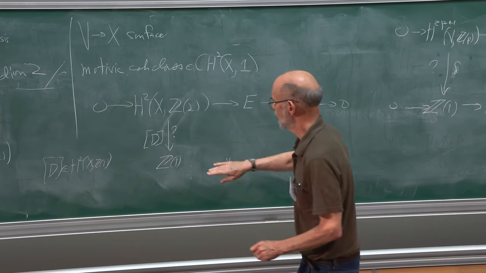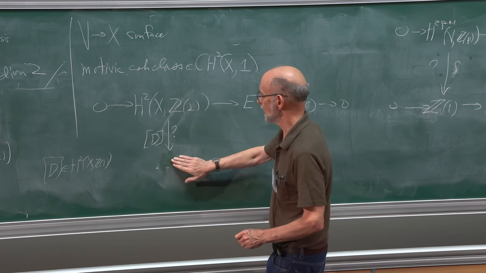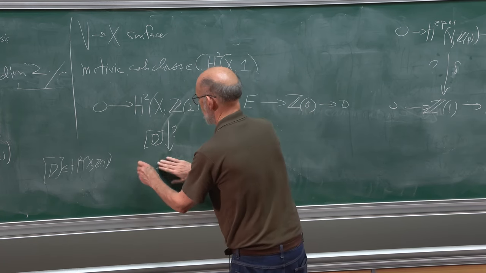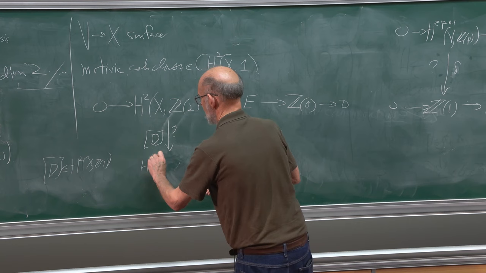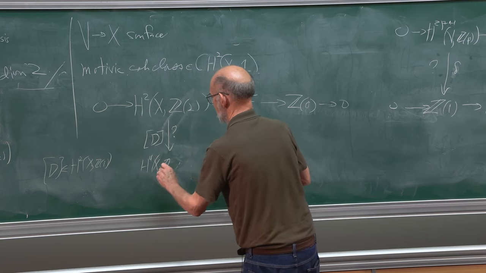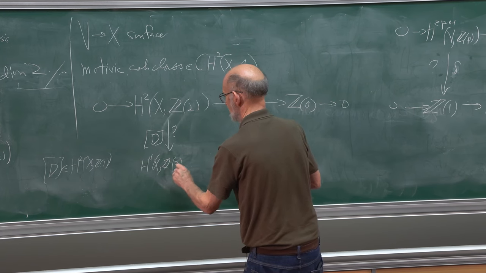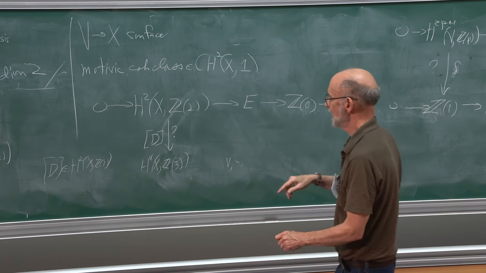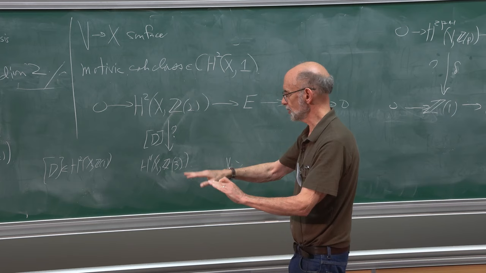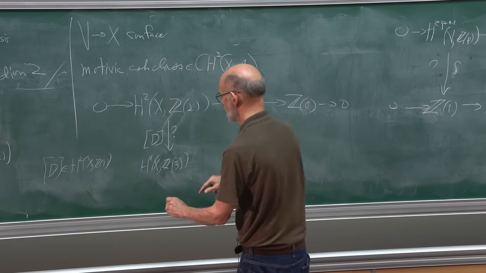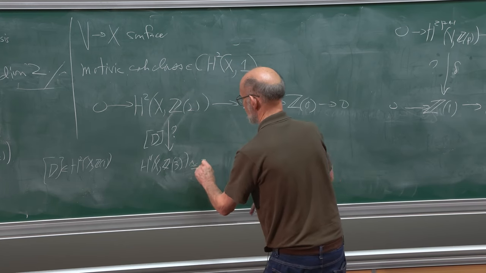And so, technically speaking, it gives me a map to H4 X Z of 2 and 1 is 3. Right? And H4 X Z of 2 is a trivial Hodge structure. So therefore, this is, in fact, isomorphic to Z of 1.